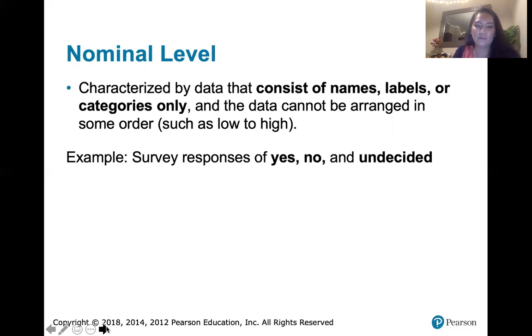None of those ranks higher than the others. There's no natural order to that. So that's nominal data. Another example of nominal data is types of trees, like fir trees and pine trees, and all kinds of different trees. Those are not rankable when you're just talking about types of trees. I mean, some people might want to rank them, but when you're looking at the labels themselves, they're just names of different types of trees. So that is nominal level of measurement data, or data at the nominal level.